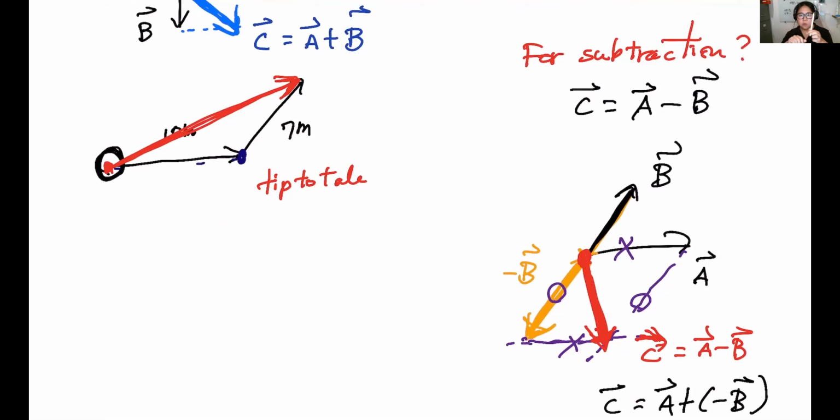2 Newtons and 2 Newtons can be this way, 2 Newtons can be this way, this way, or this way. It depends on which way they are relative to each other. It gives a different result. So for each of the 2 Newtons, we need to know the direction.